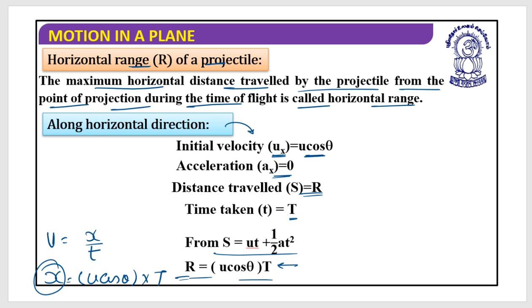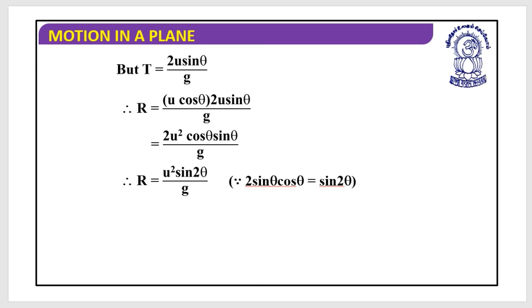Is it clear? Yes. But what I know is the time of flight is equal to 2u sine theta by g. So let's replace the value. R is equal to u cos theta multiplied by 2u sine theta by g. So if I solve this, there's a 2 here, u multiplied by u is u square, multiplied by cos theta into sine theta by g.